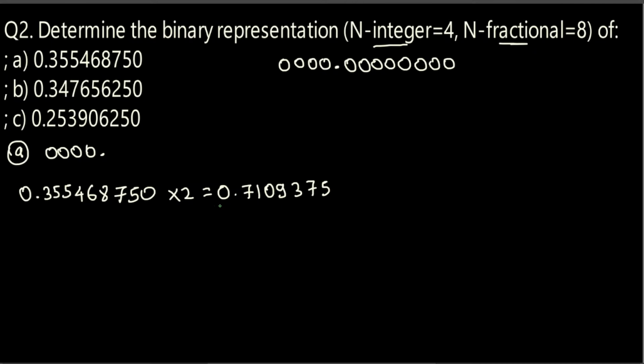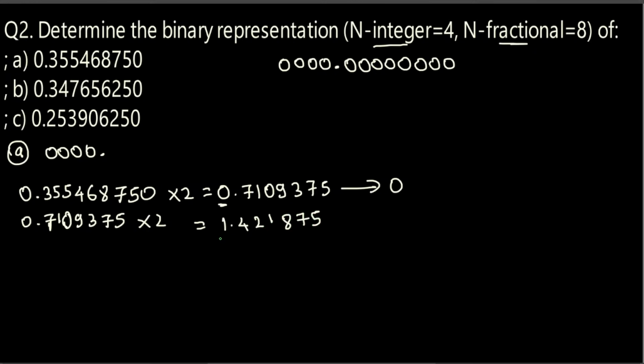Once you multiply, you look at the value in front of the decimal point, that is 0 in this case, so we write that down. Then we bring the number after the decimal point. For example, if you end up having 1 right here, you still only bring the value after the decimal point, not the 1. So here I bring 0.7109375, multiplied by 2, and that gives us 1.421875.